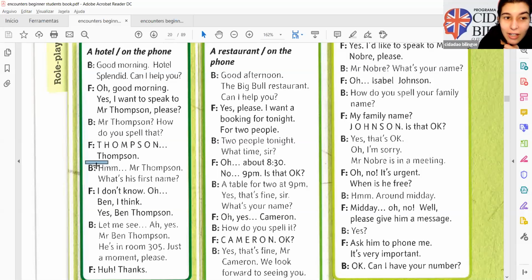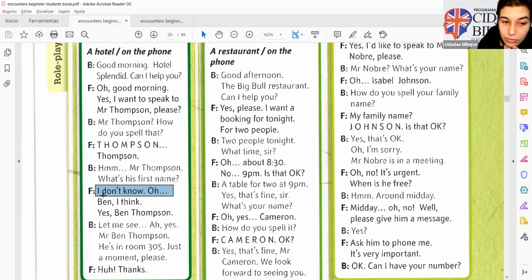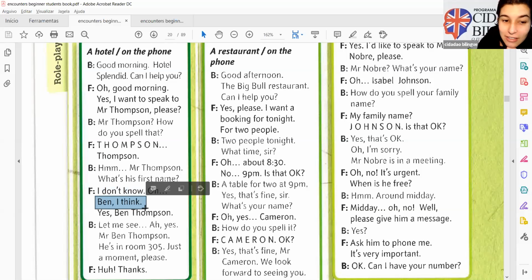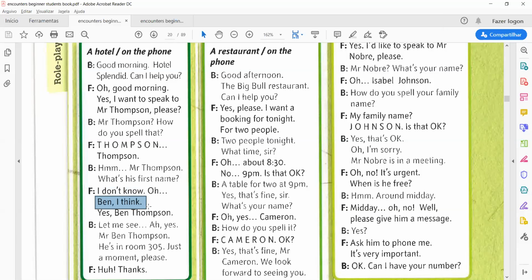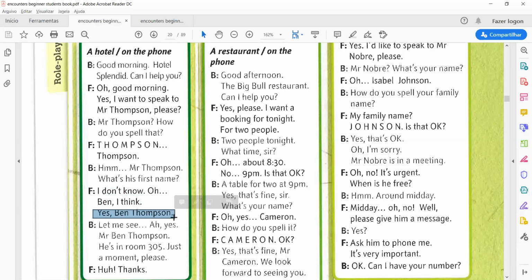Now, Deborah, can we continue? Podemos continuar, Deborah? All right. Sim, podemos. I don't know. Oh, I don't know. Ben, I think. Ben, I think. Yes, very good. Yes, Ben Thompson. Thompson.